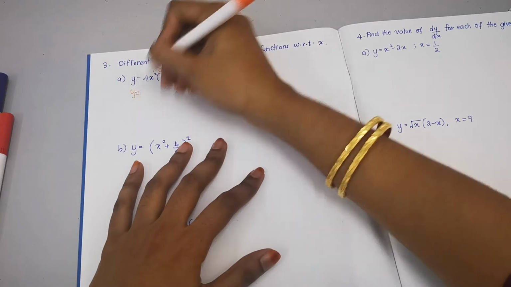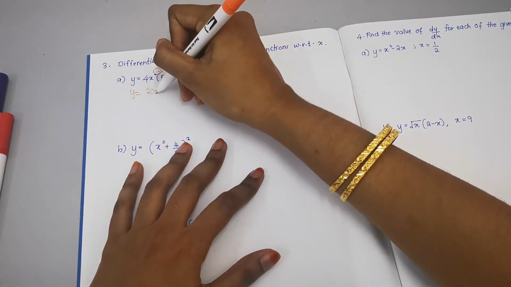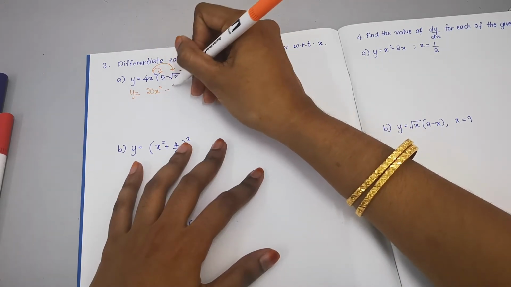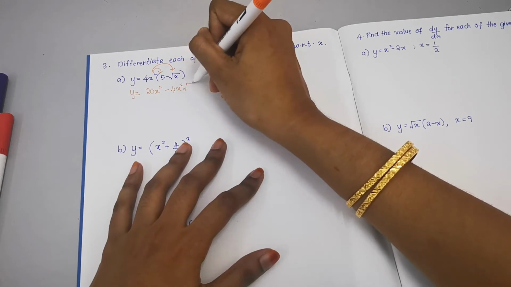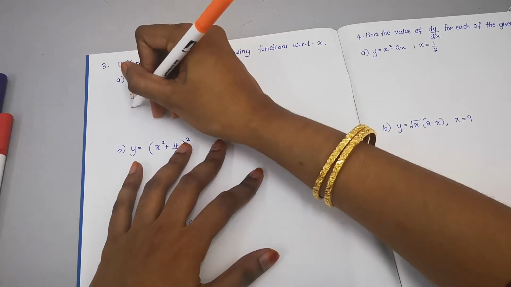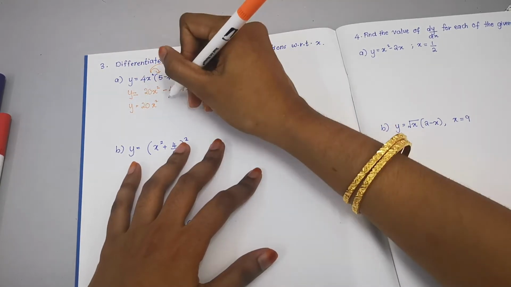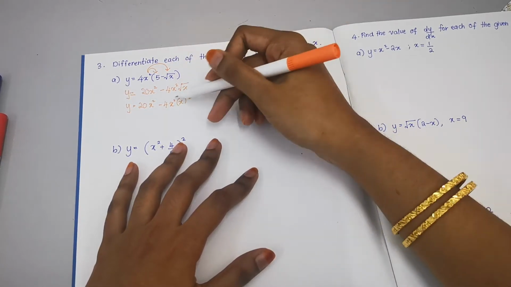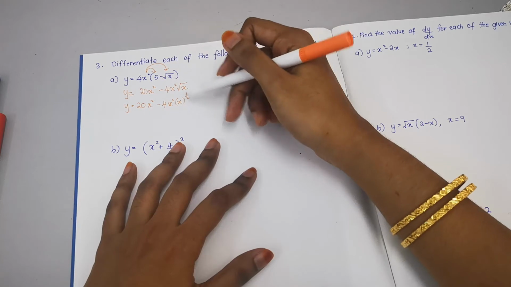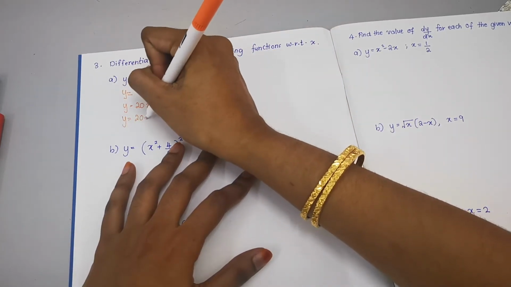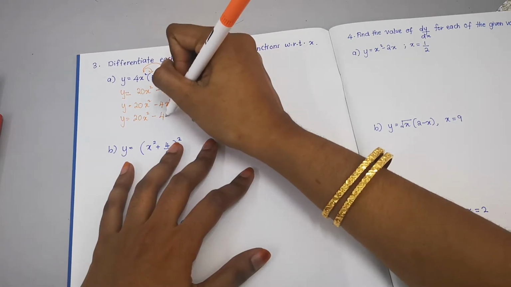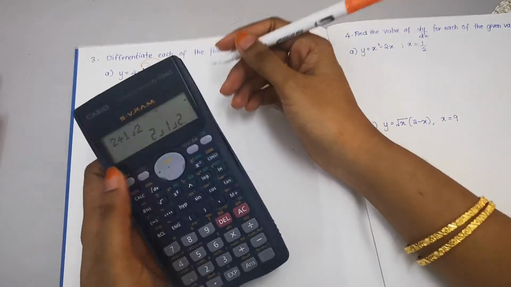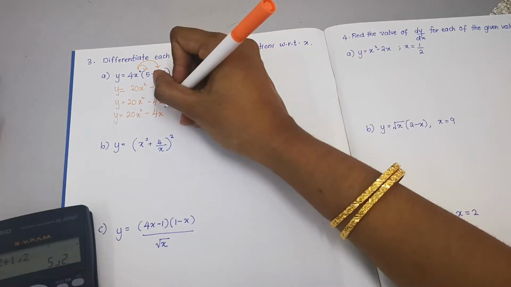So you'll get y equals 20x squared minus 4x squared times square root of x. This one you can use the indices law. Here is x squared, right? Here will be x to the power 1 over 2. So when you see both of them times, what will happen to the power? You must plus the power. So 2 plus 1 over 2, we get 5 over 2.